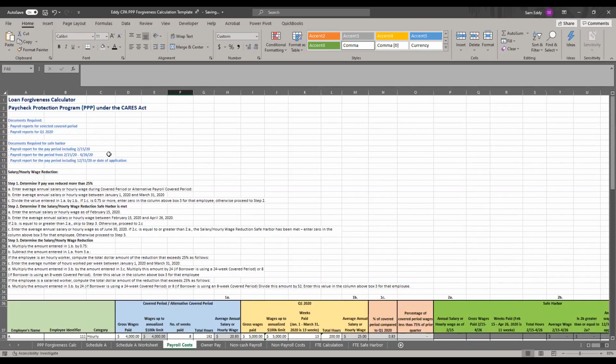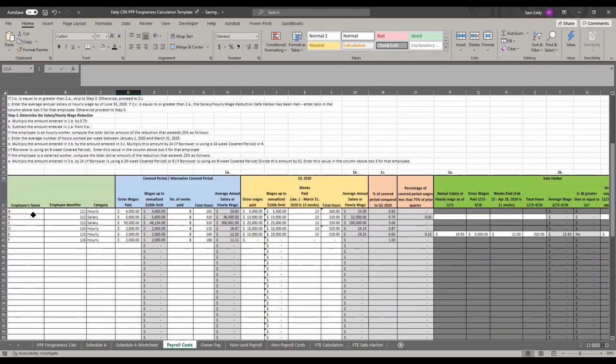The payroll cost tab. Now this tab is going to be a primary tab for all your salary information. So I've listed all the reports up here that you will have to generate. Primarily, you're going to have to generate your payroll reports for your selected covered period and also for the reference period of Q1 2020. Now, if you don't meet the safe harbor requirements, if you have employees who you have paid less than 75% of the Q1 2020, and you need to look at whether you meet the safe harbor requirements for those employees, you will need to run these additional reports.